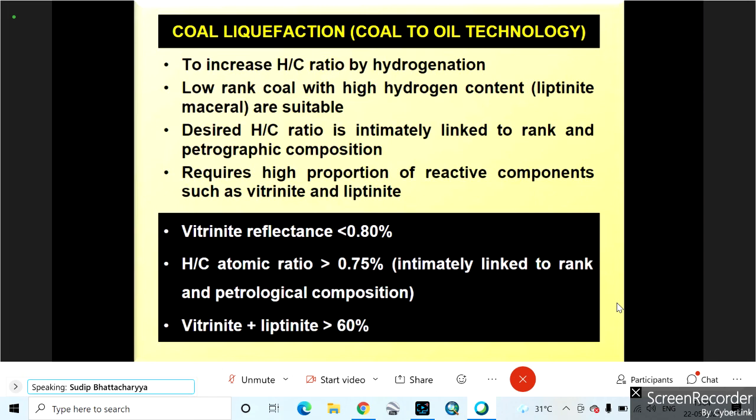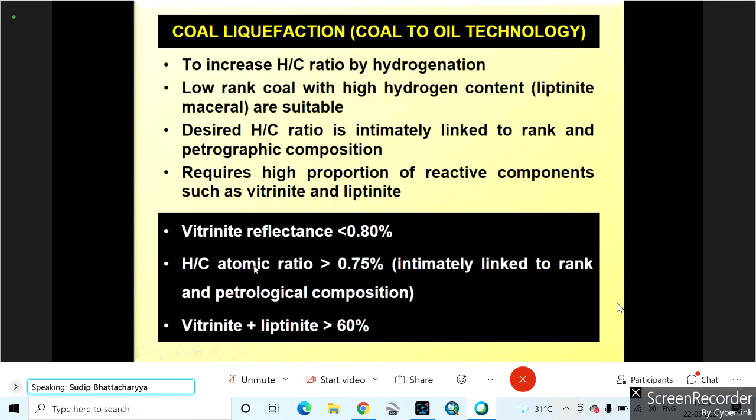So the maceral analysis indicates that if any coal is rich in liptinite, it is very suitable for coal to oil, because oil is also enriched with fatty acid and fat, and this coal is enriched with liptinite. So there is a possibility of getting this coal to transform into oil. This is very important, and research work and plant-level work is also going on for this.